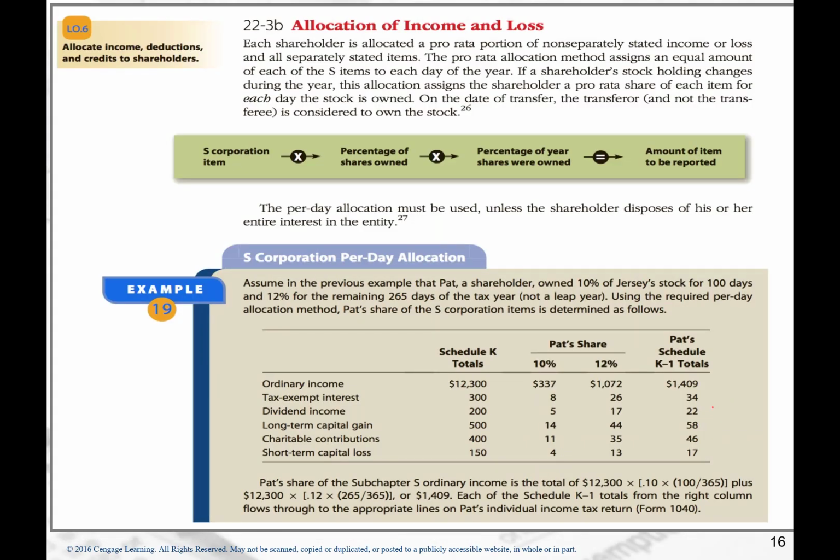Okay, so now we have this allocation of income and losses. It's going to be based on the pro rata share that each individual is going to be entitled to based on their share of the ownership. And so it's a pro rata share of each item for each day. It's at the day level that the stock is owned. So we get down into a pretty detailed calculation of how we're going to distribute these.